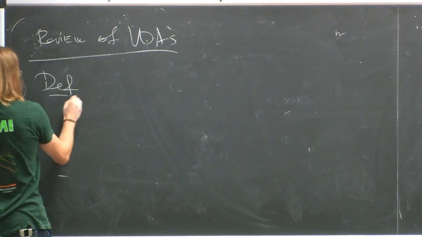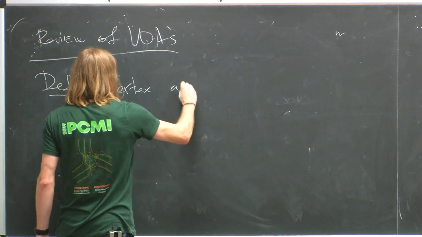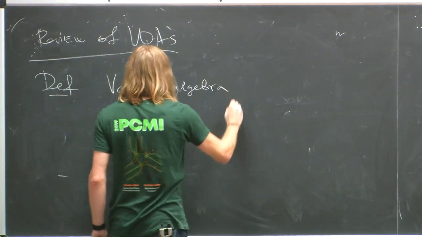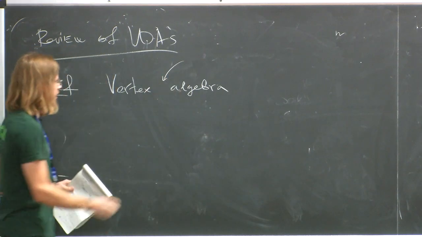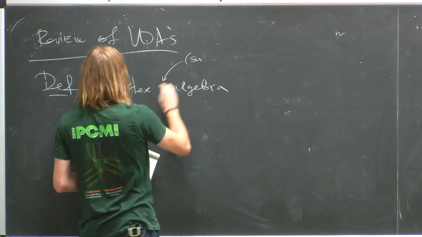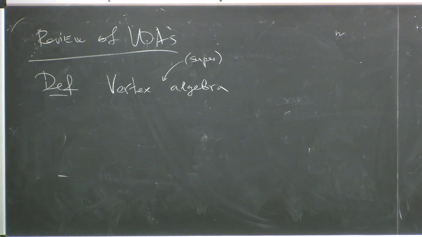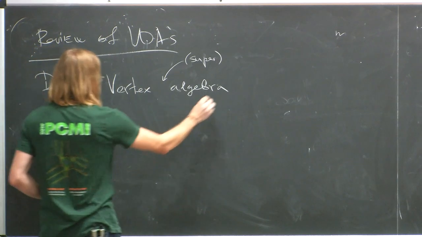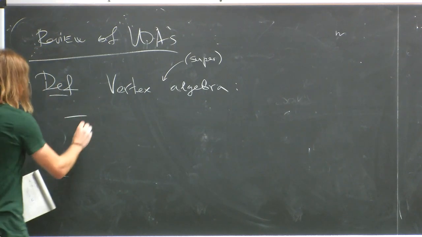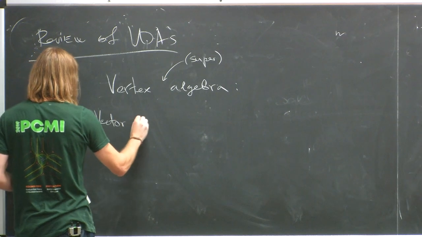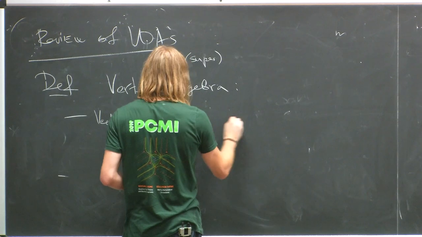So what is the definition? Let me first define the vertex algebra. What I will define here, some people call a vertex superalgebra. This contains the following data. It will be a vector space V, which is Z2 graded.